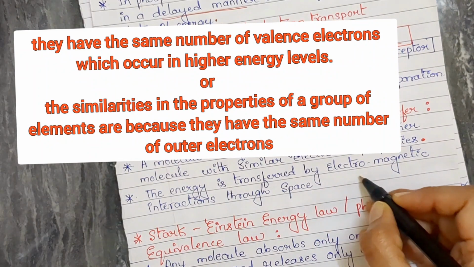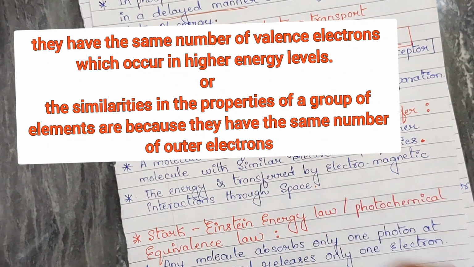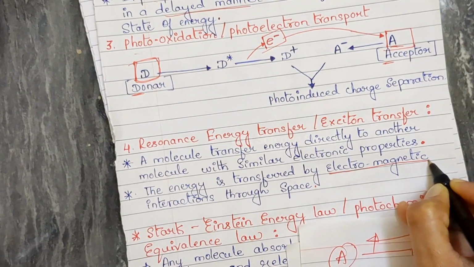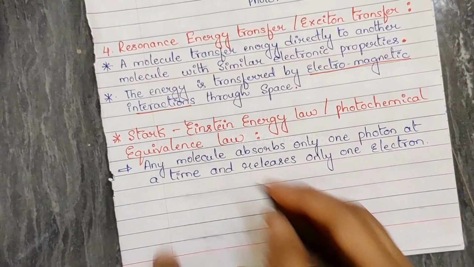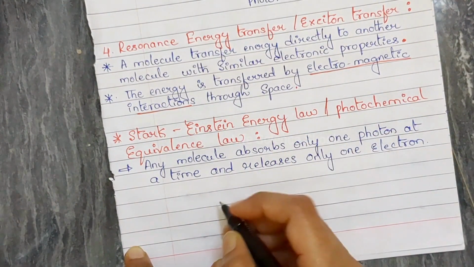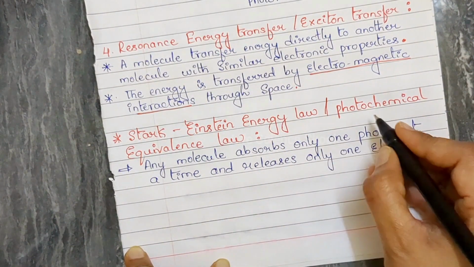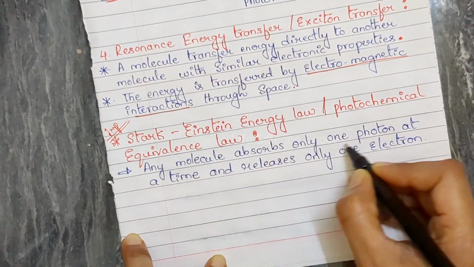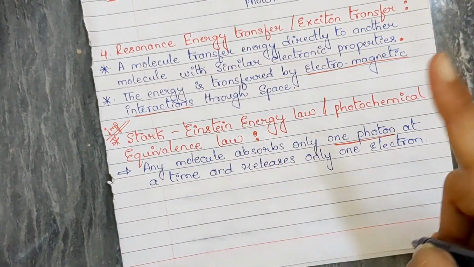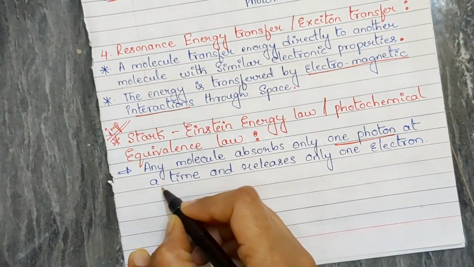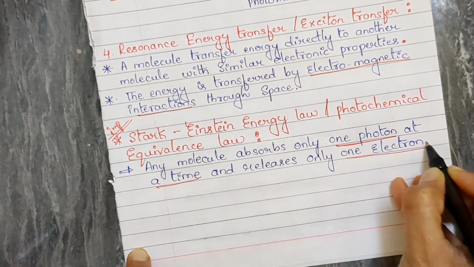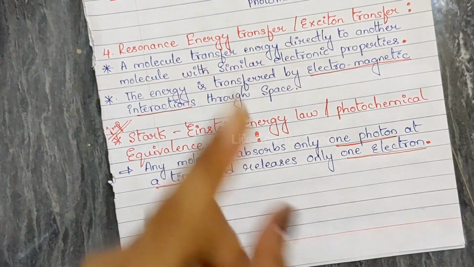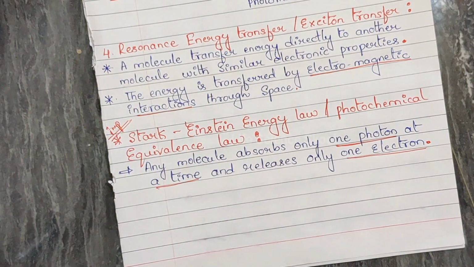The energy is transferred by electromagnetic interaction through space. And how is the energy transferred? Energy is transferred through electromagnetic interactions. It is the Stark-Einstein energy law. What is this Stark-Einstein energy law, also called the photochemical equivalence law? Any molecule absorbs only one photon, meaning only one packet of energy from the sunlight at a time, and releases only one electron. I repeat once again, any molecule absorbs only one photon at a time and releases only one electron.